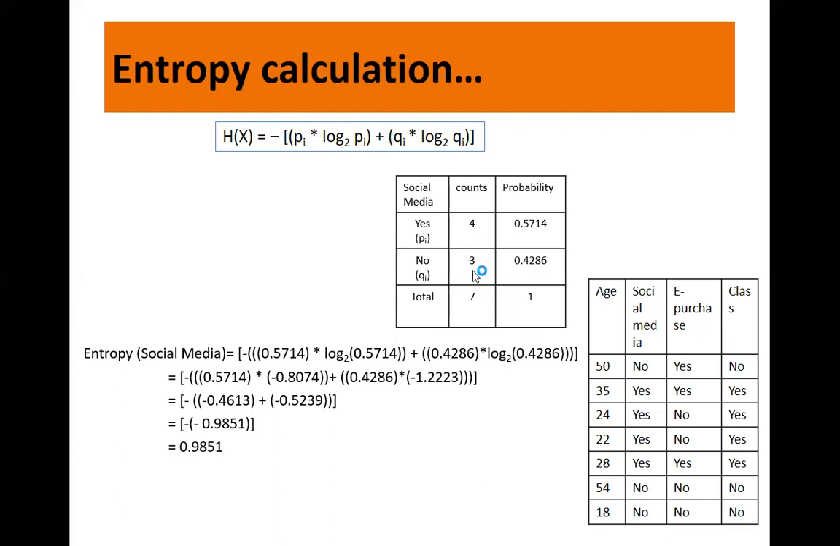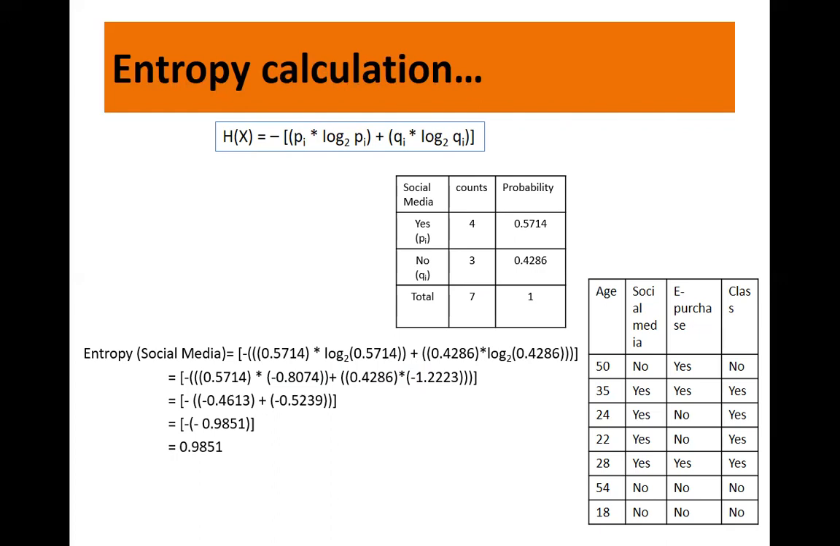We are calculating the probability. Calculate the logarithms, carry out the multiplication, then carry out the addition. So here you get the entropy as 0.9851, which is a maximum entropy you can say, because it is nearer to 1.